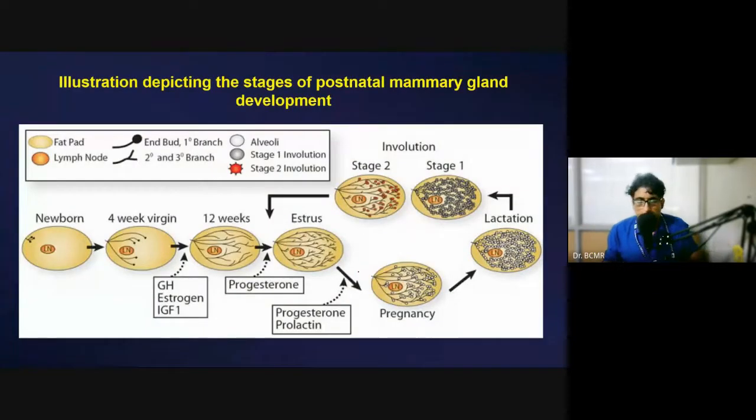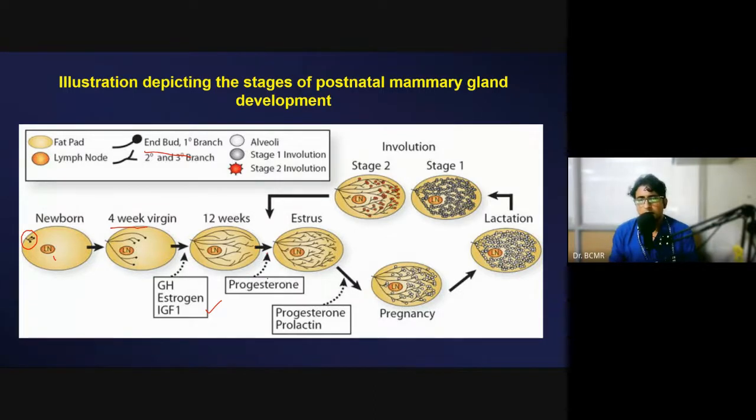So, what happens from birth to the lactation, and what is the cycle that happens? In a newborn, we might find these small branches starting to form, and then we have them around a lymph node. Around the 4-week stage, the lobules will keep on growing and branching, and then eventually growth hormone, estrogen and so on will induce the formation. They will grow to a certain age.